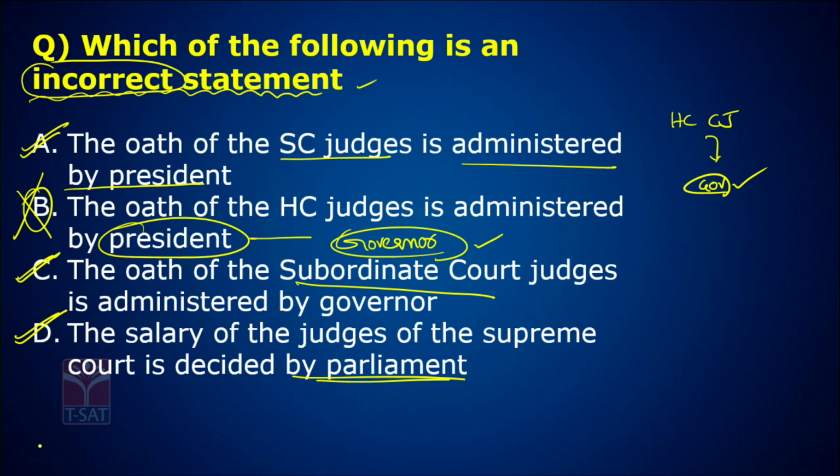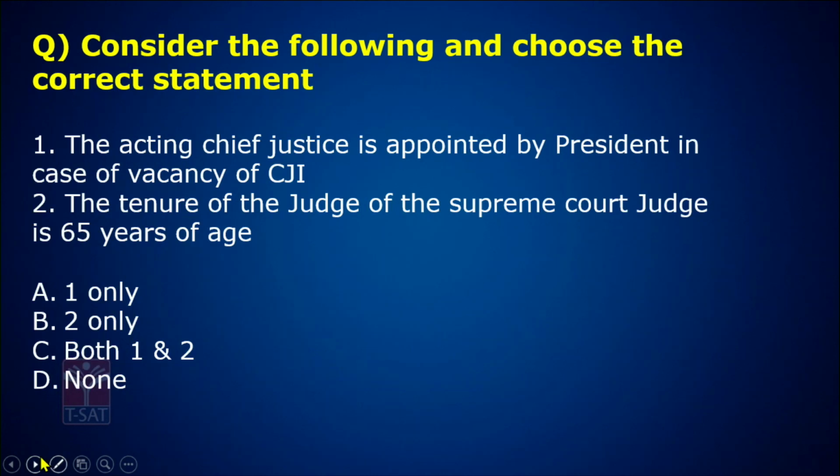Okay, let's go to the next question. Consider the following and choose the correct statement. The acting Chief Justice is appointed by the President in case of the vacancy of the Chief Justice of India. The tenure of the judge of the Supreme Court is 65 years. Both the statements are correct.